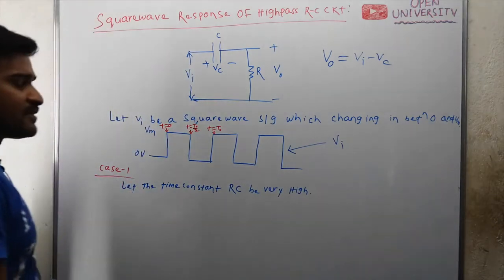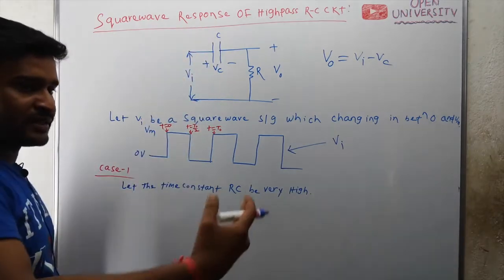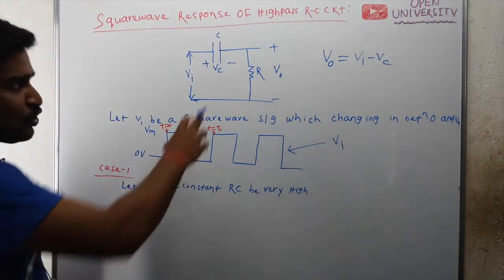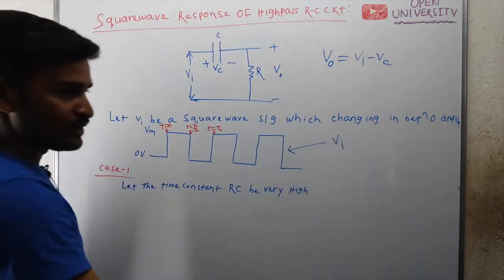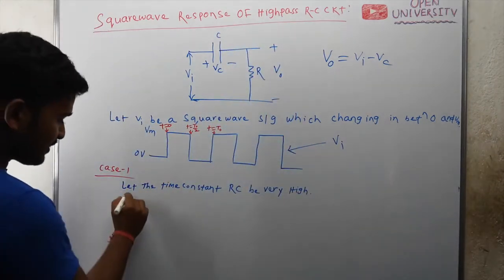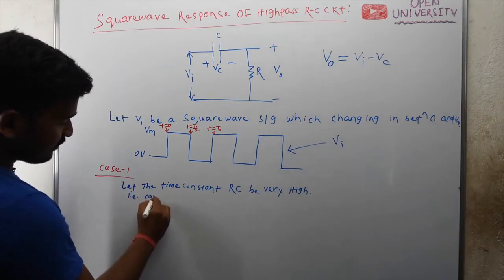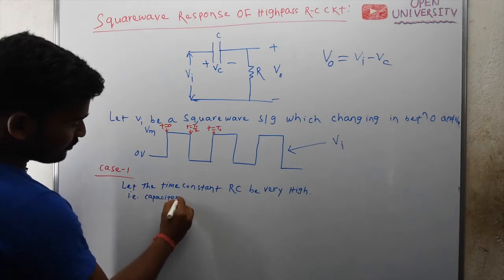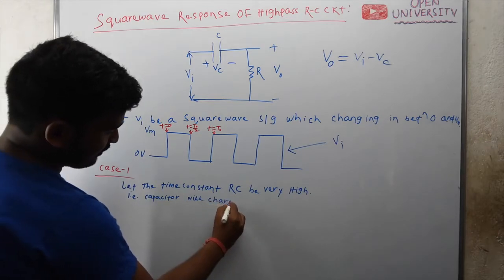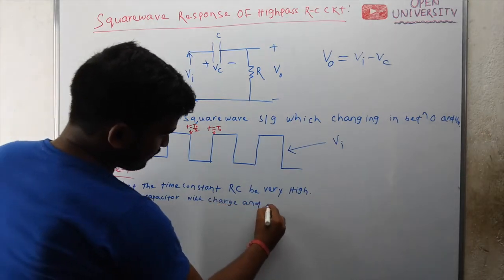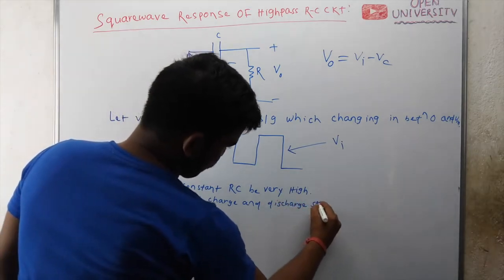If the time constant is very high, that means charging time will be very high and also discharging time will be very high. It means the capacitor will charge very slowly and also discharge very slowly. Time constant very high means the capacitor will charge and discharge slowly.